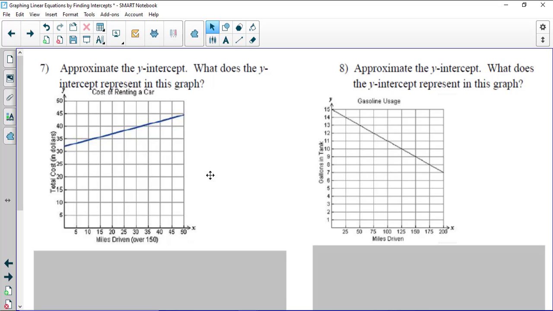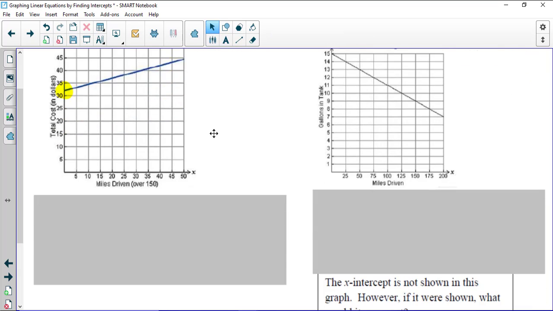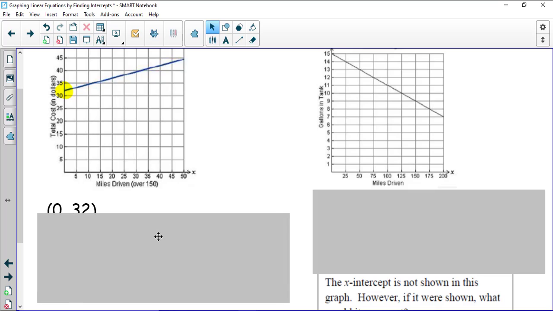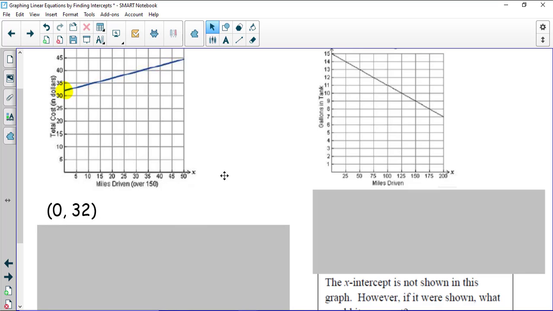All right, taking a look at numbers 7 and 8, these are slightly different than the last couple of questions. It says to approximate the y-intercept. What does the y-intercept represent in this graph? So we're approximating the y-intercept because it's between 30 and 35. And I think I approximated it at about 32, maybe 32.50, something like that. But I put 0, 32.